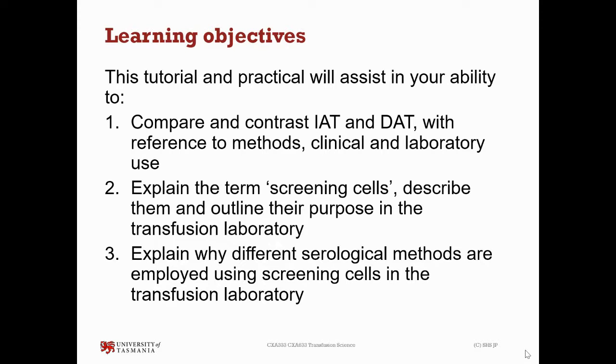You do need to be able to explain that term screening cells, and you need to be able to describe them in the way that the ANZ SBT guidelines describe them, and we'll come to that when we get to that learning objective. And we touch briefly on serological methods that we can use not so much when we're detecting antibodies, but when we're trying to identify them. There are a number of different methods that I'll introduce you to today that we will look at more closely in the weeks to come.